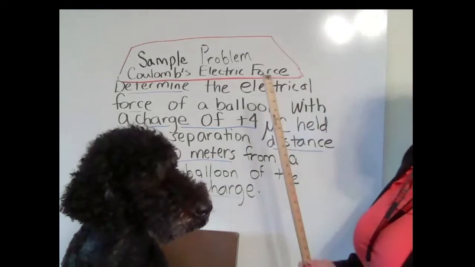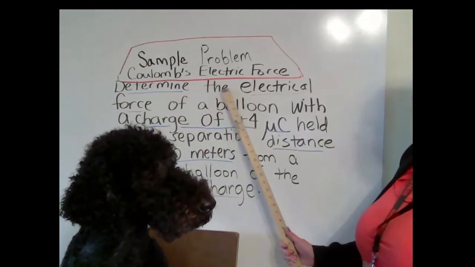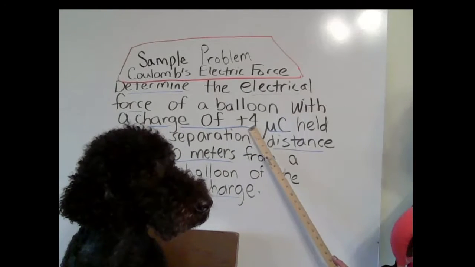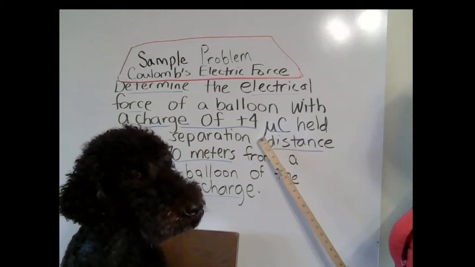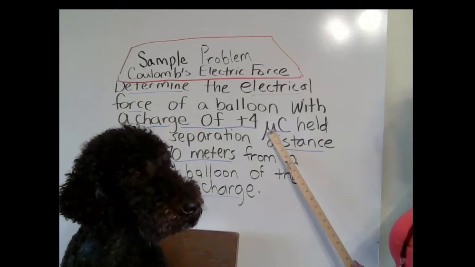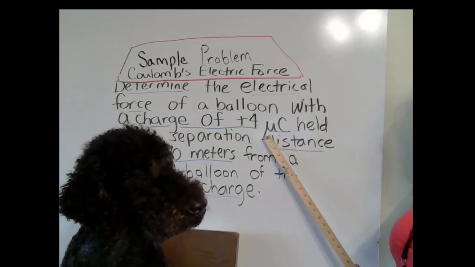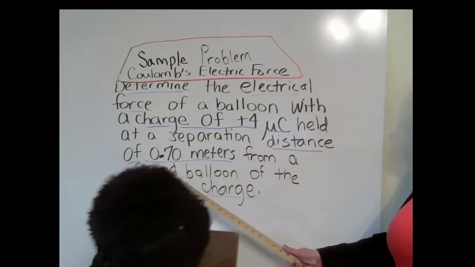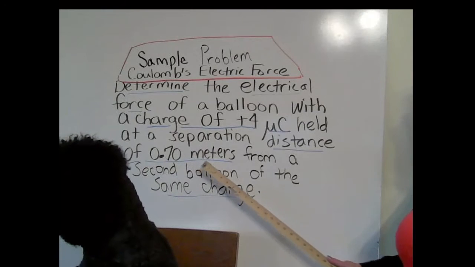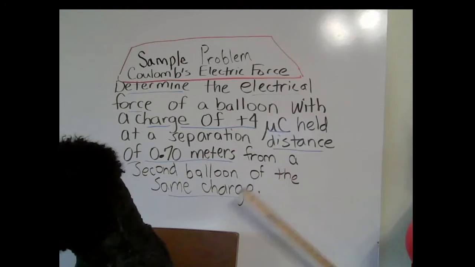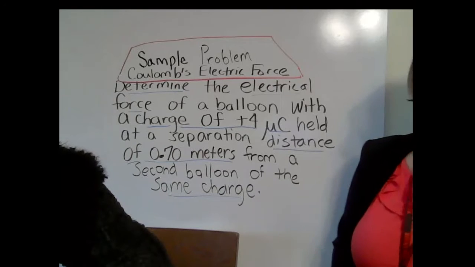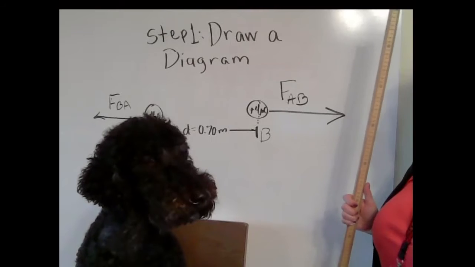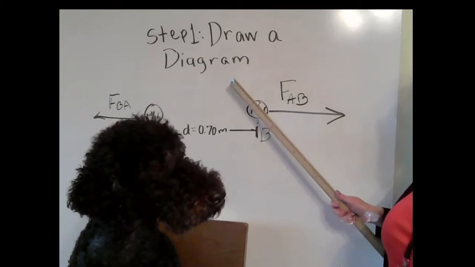So here's an example problem that says to determine the electrical force of a balloon with a charge of positive 4 microcoulombs. The symbol here, micro, stands for 10 to the negative 6. Held at a separation distance of 0.70 meters from a second balloon of the same charge. The first step in solving this problem would be to draw a diagram.